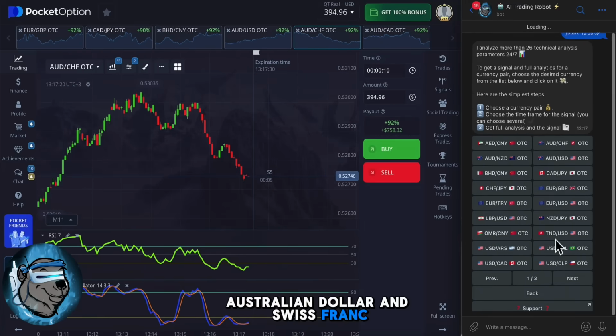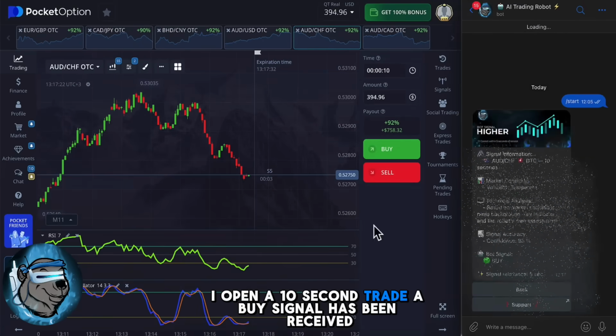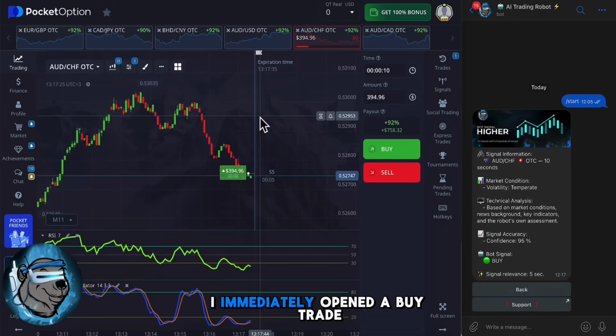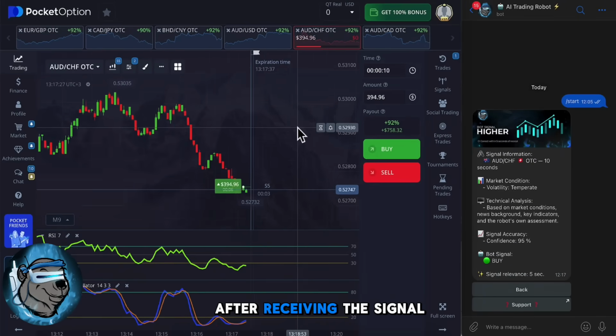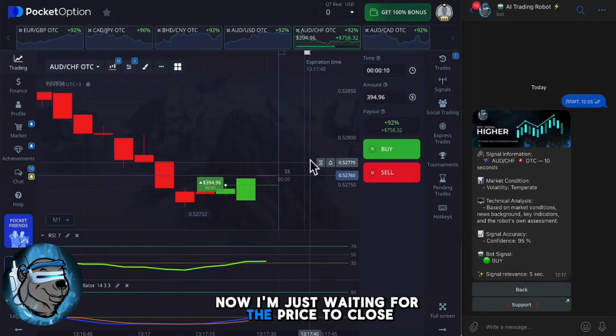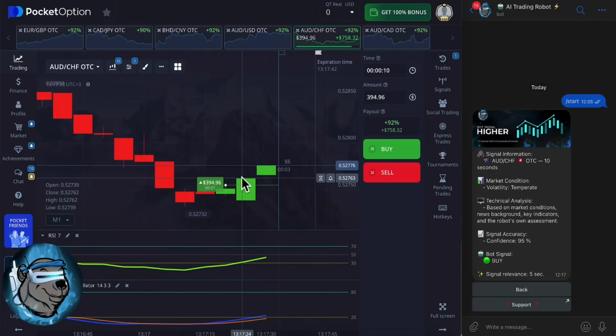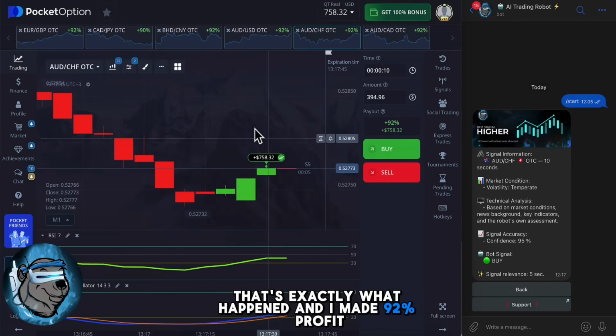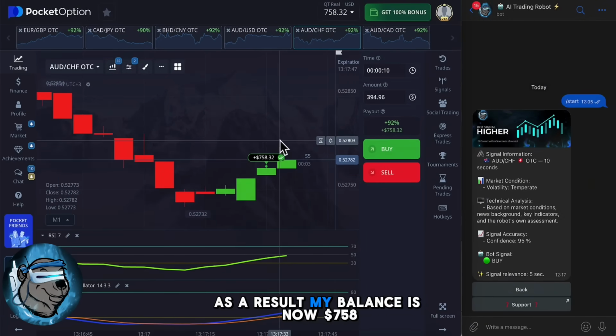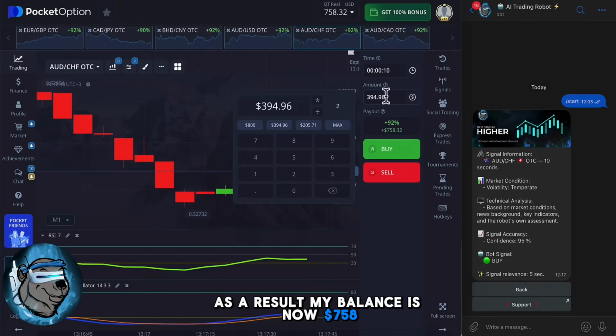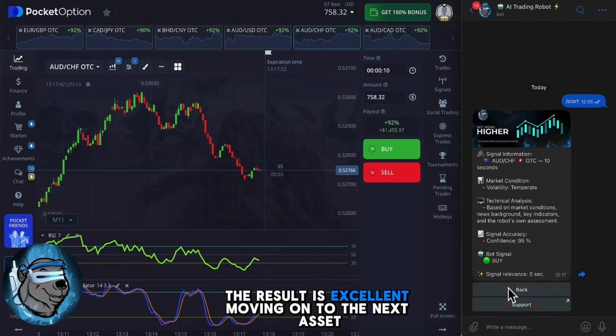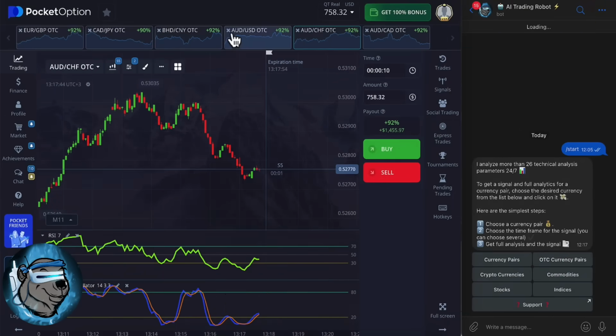Australian dollar and Swiss franc. I open a 10-second trade. A buy signal has been received. I immediately opened a buy trade after receiving the signal. Now I'm just waiting for the price to close above the entry point. That's exactly what happened, and I made 92% profit. As a result, my balance is now $758. The result is excellent. Moving on to the next asset.